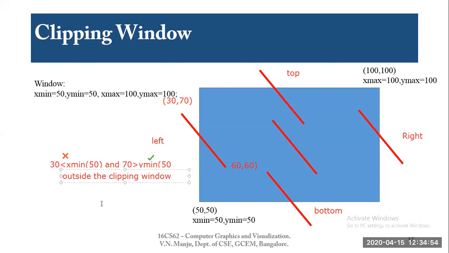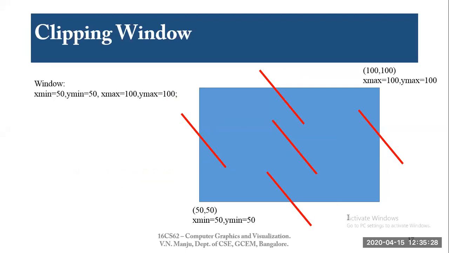So what should I do? I should not consider this point. So where should I find the point from? I should find the intersection point, from here till here. And then I can draw the line. This is my line clipping algorithm. We will see about all these things in the next slide.